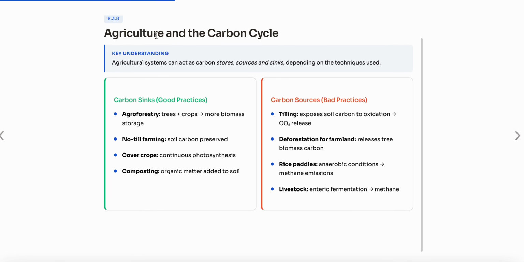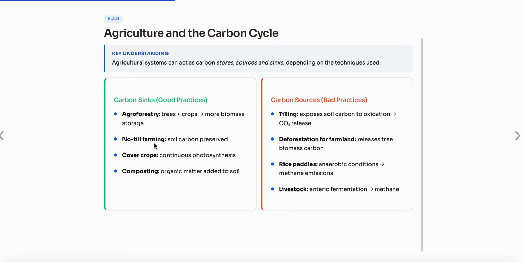Now, how can an agricultural system act as a carbon store, source, and sink? Again, it depends on the technique used. Like if you talk about agroforestry, where you grow trees and crops, then there would be more biomass. So, in that case, it's a storage.